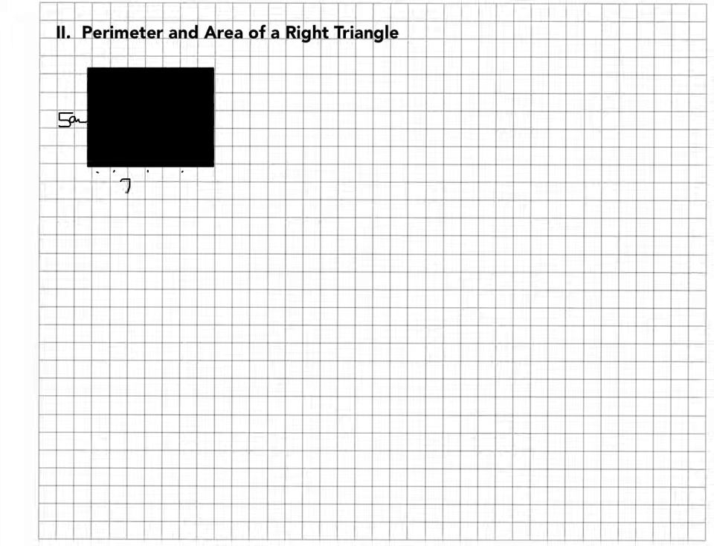7 centimeters. So to find the perimeter of this rectangle, we're going to walk around. So we're going to go 7 plus 5 plus 7 plus 5, which is 7 plus 5, 12, 24 centimeters.